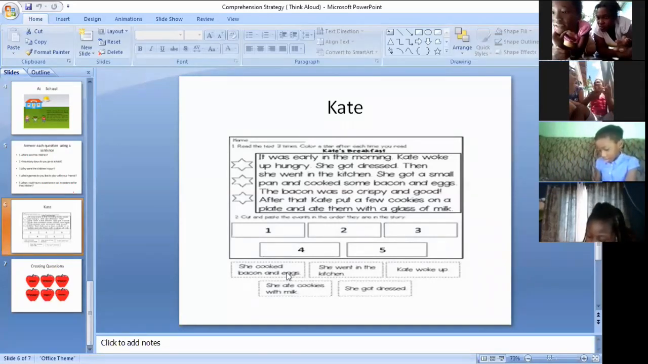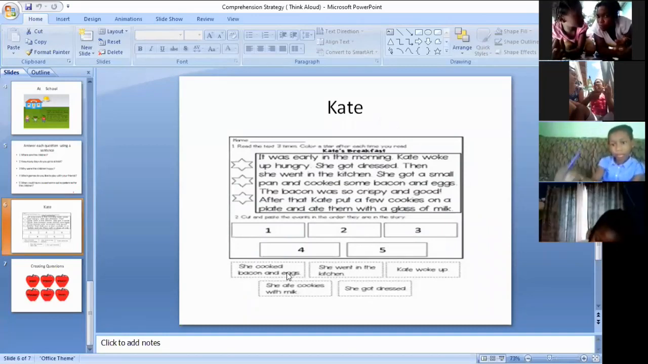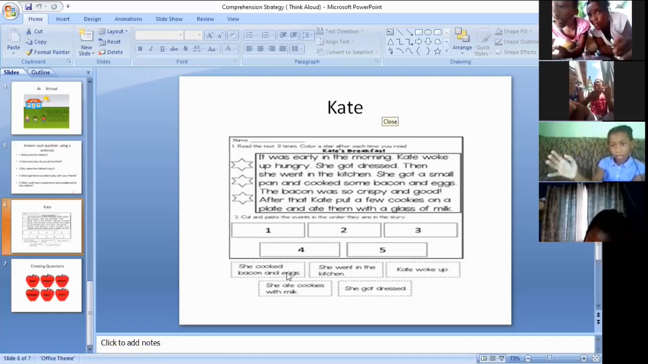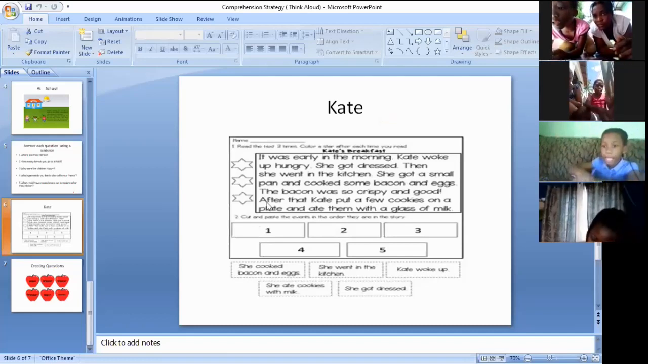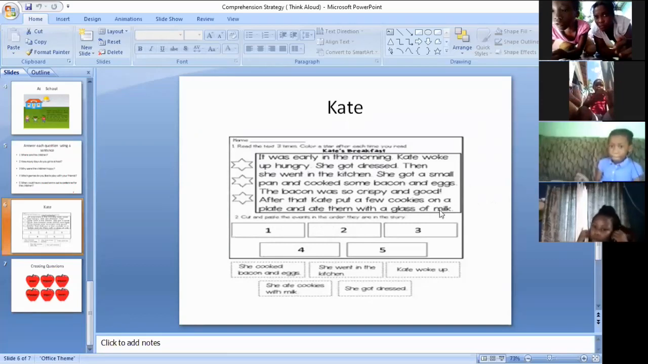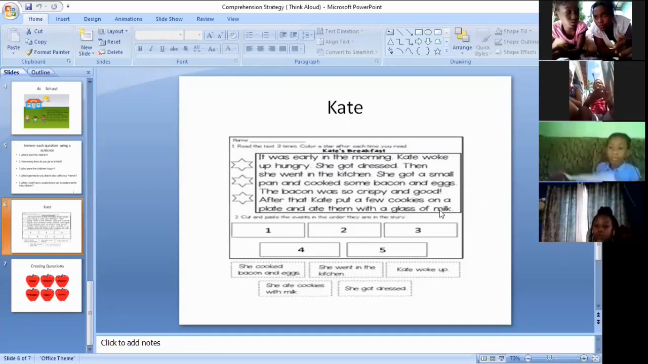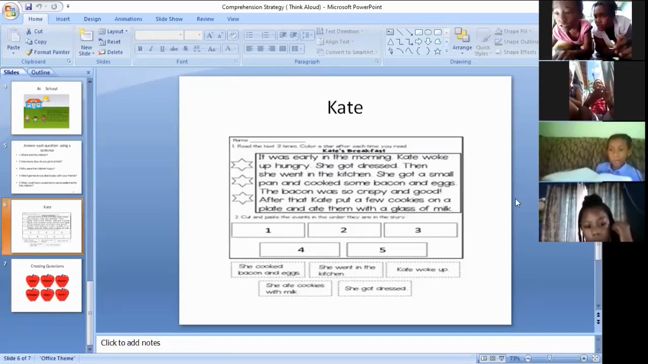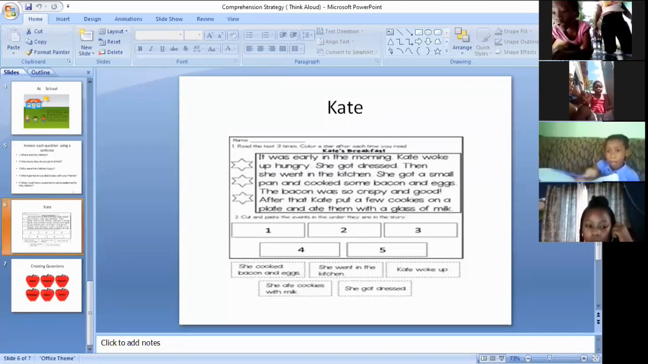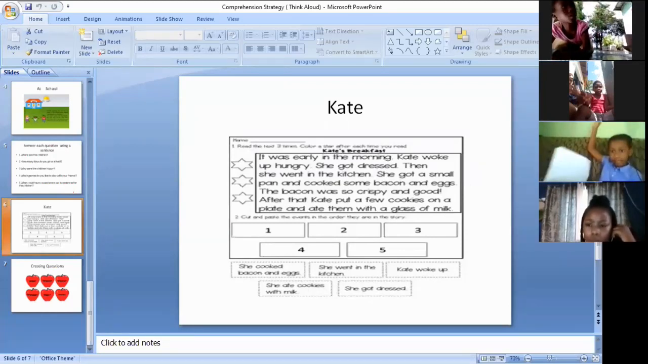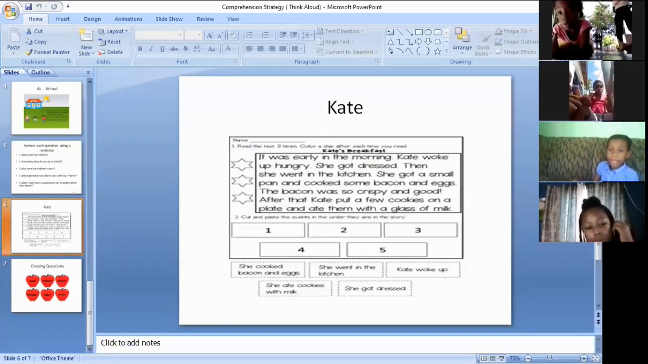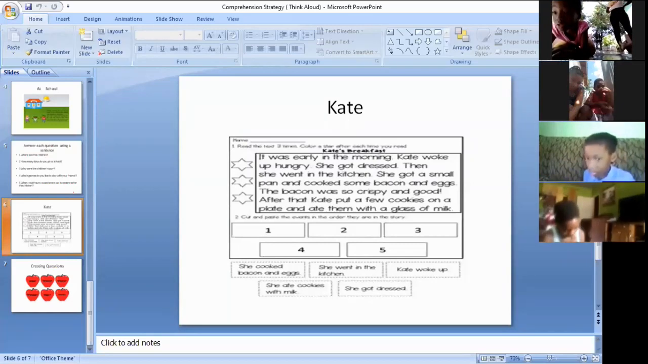Deshaun, what do you have? Question. You're going to create a question, Deshaun, for the last part of the story that says, after that, Kate put a few cookies on a plate and ate them with a glass of milk. Say it. You have your question ready? Yes, Michaela, you're ready? Yes, go right ahead with your question.